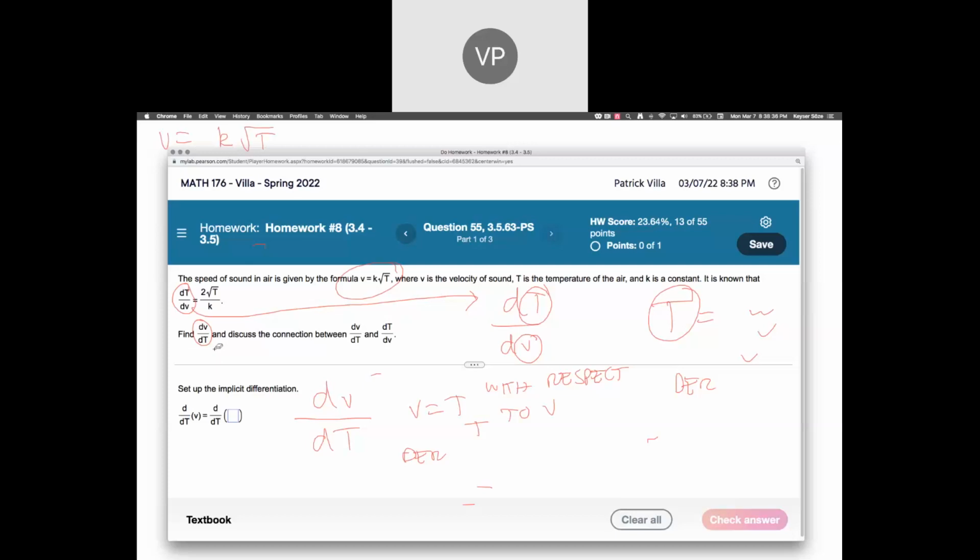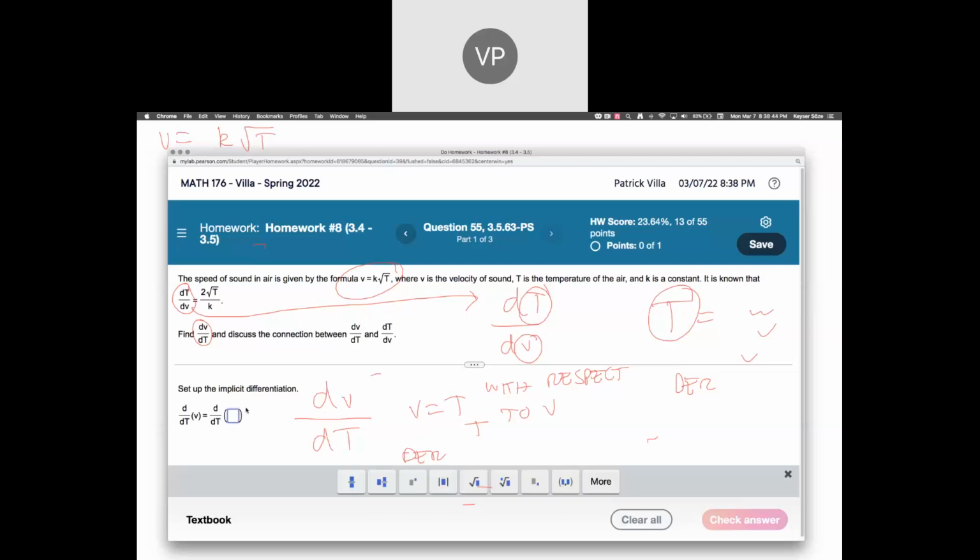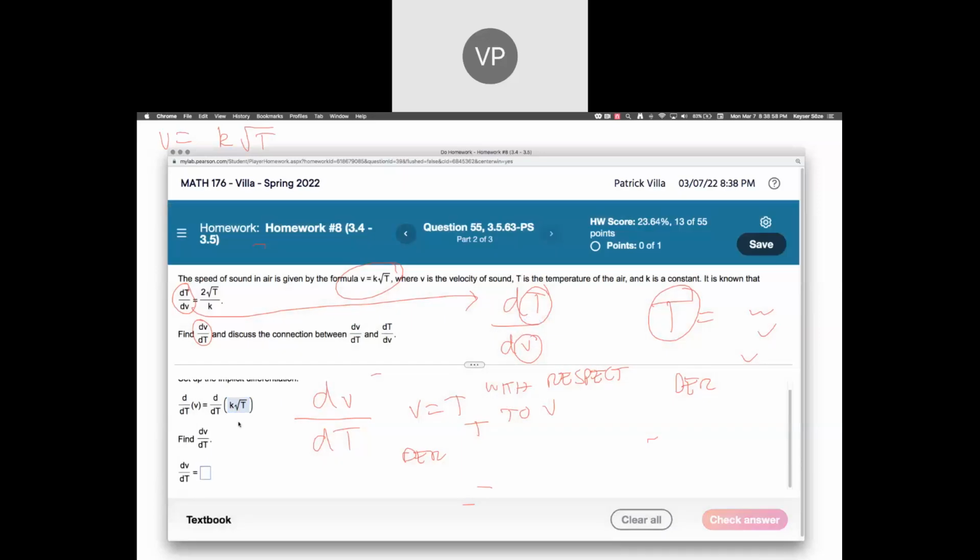All right, so they want us to set up the implicit differentiation. Now, what happens here, plug this in, basically, this is just going by our formula. If v equals k square root of capital T, when they want you to find this, they want you to find k square root of t. This is, like I said, just the setup, getting this problem ready.